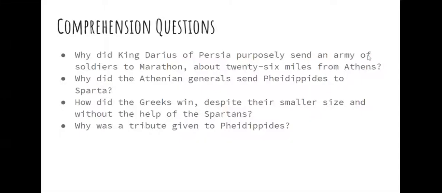So let's go through our comprehension questions. Why did King Darius of Persia purposely send an army of soldiers to Marathon, about 26 miles from Athens? When Phidippides ran the 150 miles to Sparta, why did the Athenian generals send Phidippides to Sparta? How did the Greeks win, despite their smaller size and no help from the Spartans? Why was a tribute given to Phidippides, their runner?